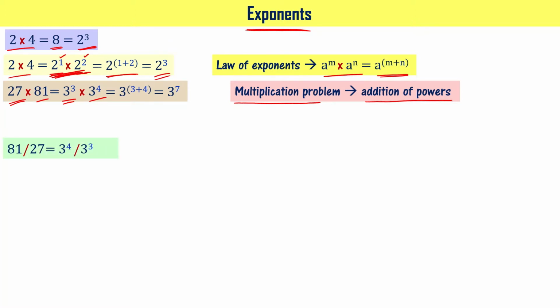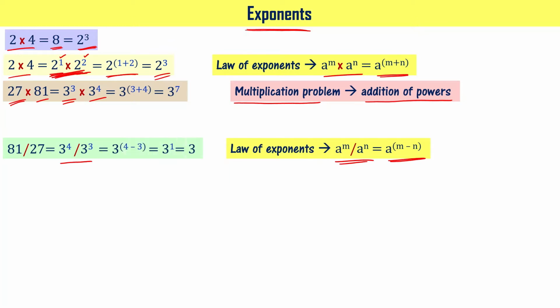81 divided by 27 can be written as 3 power 4 divided by 3 cube, right? Let's quickly recall the second law of exponents, that is a power m divided by a power n, that is equal to a power m minus n, right? As per this, now I can write 3 power 4 divided by 3 cube as 3 power 4 minus 3, that is equal to 3 power 1, that is equal to 3, right? 81 by 27 is equal to 3. In this process, what we have done is we have converted the division problem into subtraction of powers. Got it?